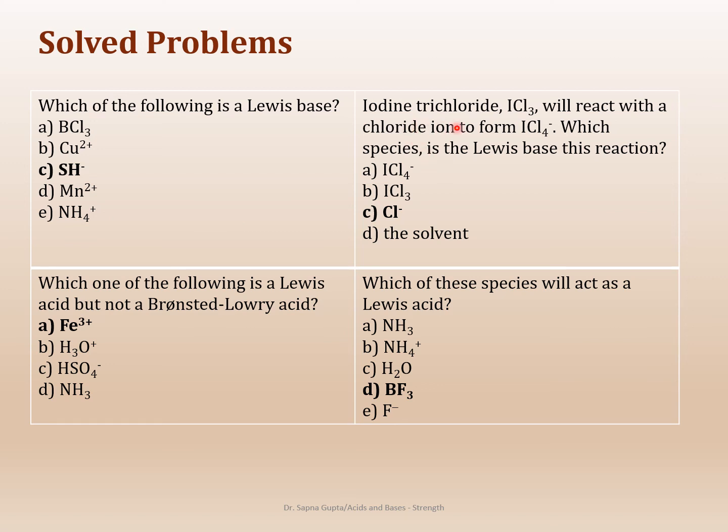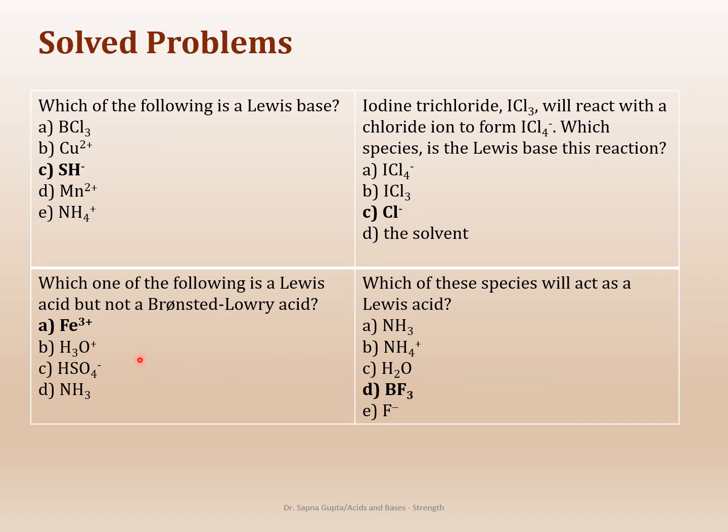Second question, iodine trichloride will react with the chloride ion to form ICl4 minus. Which species is the Lewis base? Which means, is it the ICl3 or the chloride ion? In these two cases, again, it's going to be the negative one. That's going to be the Lewis base because it has extra electrons in there.